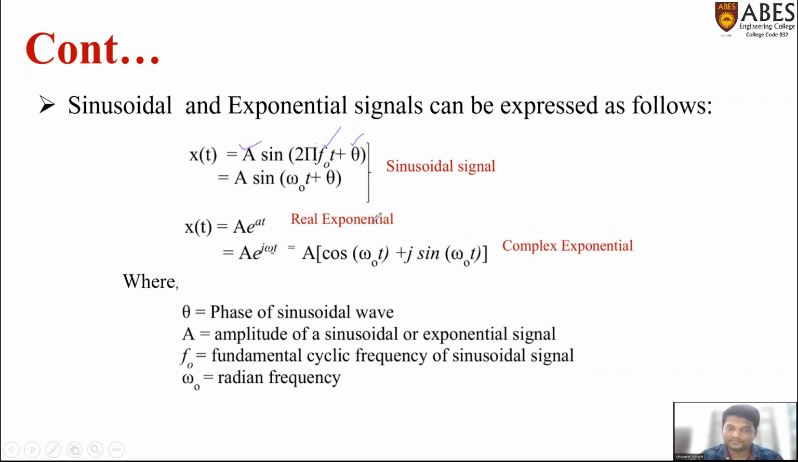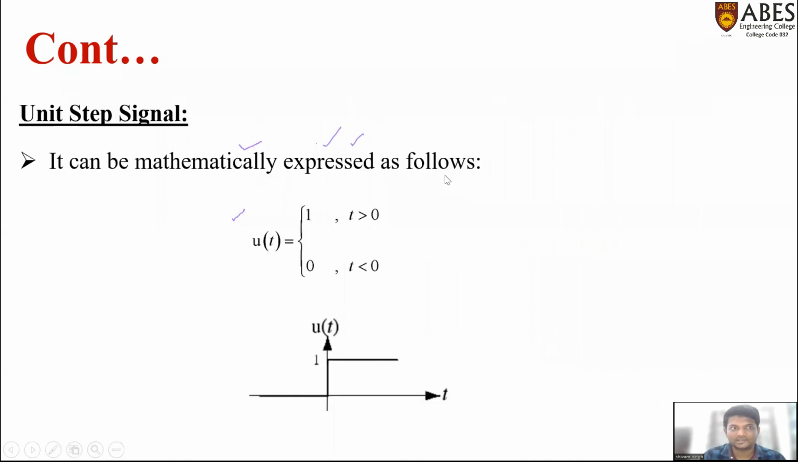Now the same for the exponential signal: capital A is the amplitude of the signal, and this is small a. As I have discussed in the previous slide, whether the exponential signal is increasing or decreasing will depend on the sign and magnitude of this a. Okay. Now moving ahead. You can see the types of elementary signals.